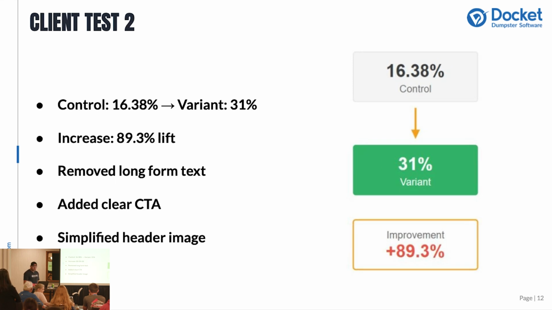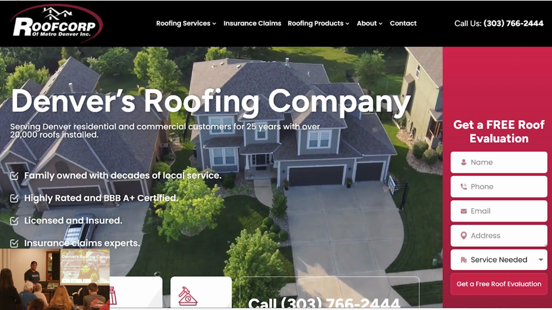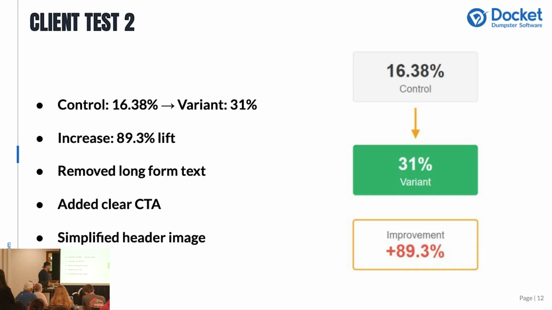The second one here was very similar in design to this site. Very similar. Now when we took it on, they were actually getting a really good click-through rate. 16% is really good. When we redesigned it, we made it look like the one that I already showed you, and it actually increased to 31%, which is an 89% increase in clicks.